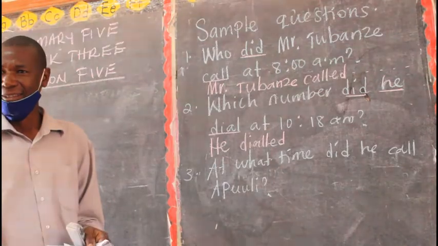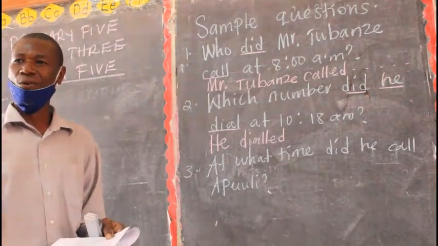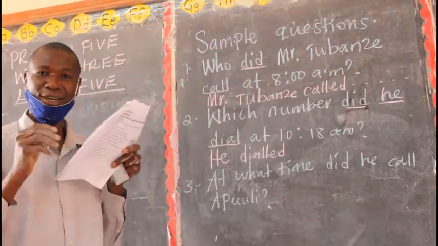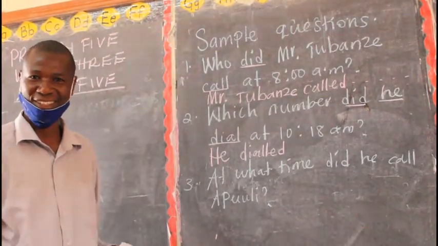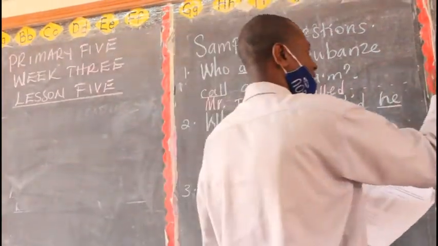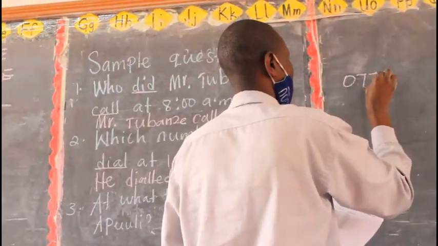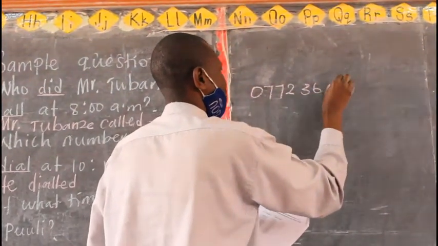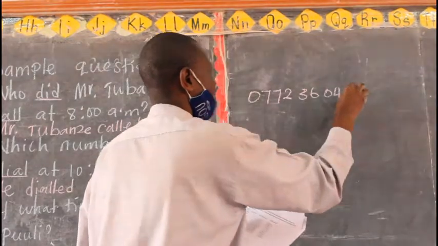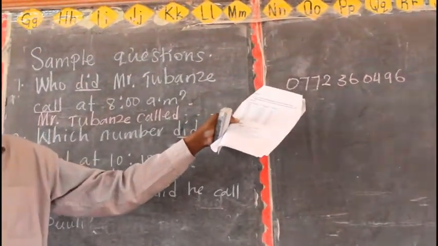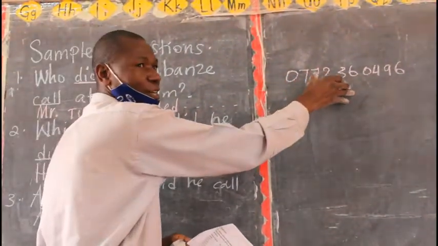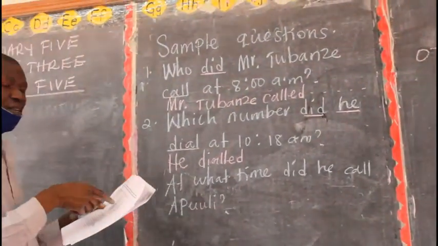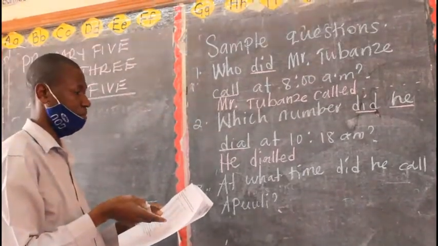Concerning numbers, if it is a number, that one is not supposed to be written in words. Numbers must be written as figures. If it is 00772 360496, then it must be written like that. For the numbers, we don't write any words. So I expect the numbers to appear the way you will see them appearing on the table.